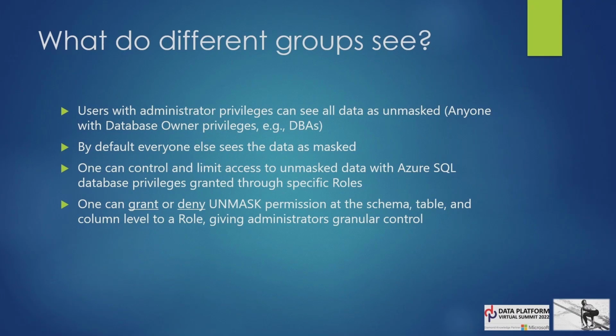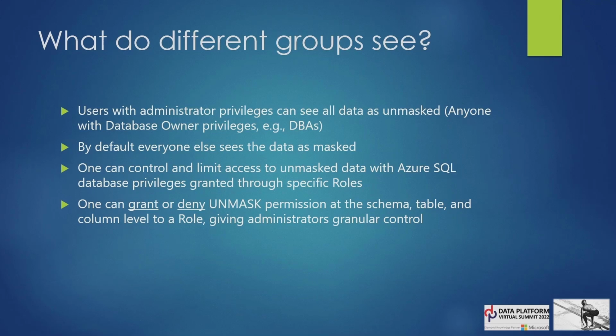What do different groups see? Users with administrator privileges can see all data as unmasked. So anybody who has database owner privileges like DBAs will be able to see unmasked data. Keep in mind, this is a little bit different than row-level security. We had to explicitly grant database owners the access to see secure rows on tables that have row-level security enabled. By default, everyone else sees the data as masked.